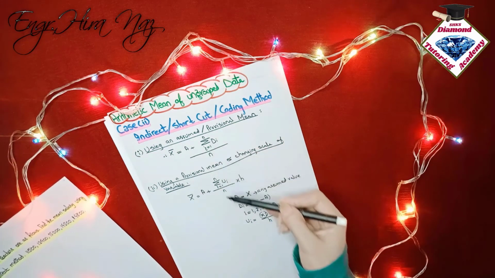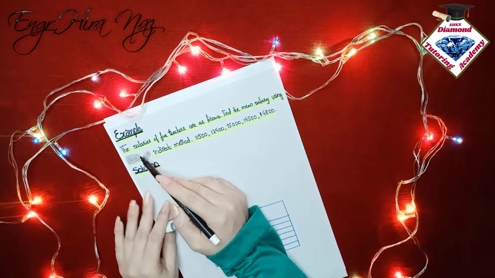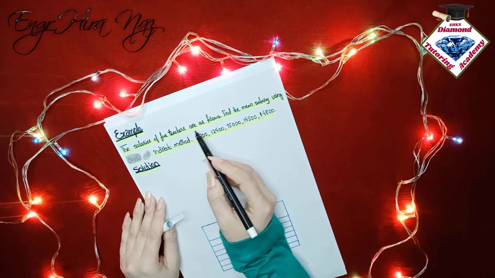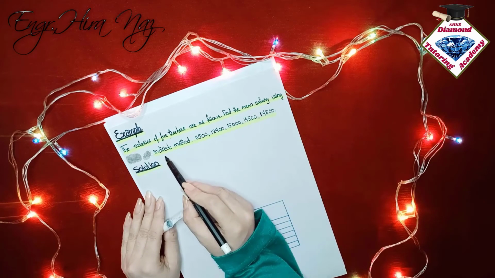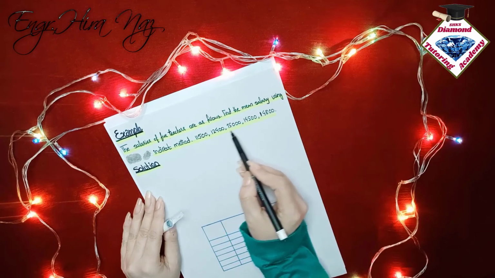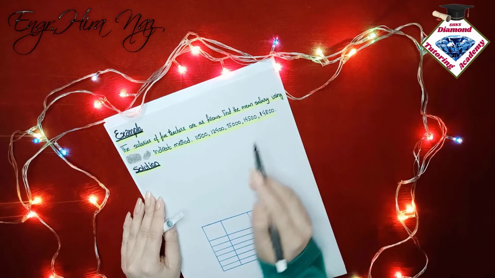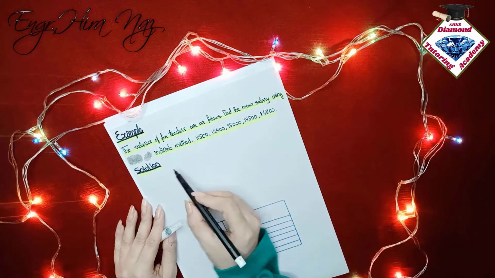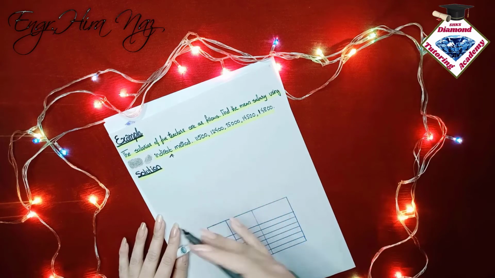Let us apply these two approaches on an example. Example says the salaries of 5 teachers are as follows. Find the mean salary using indirect method. And here salary is given in some numbers. Understand? So by using indirect approach, first we have to apply first formula and then other.